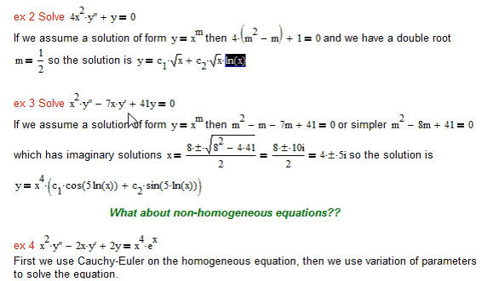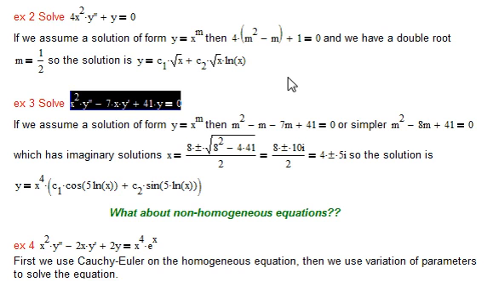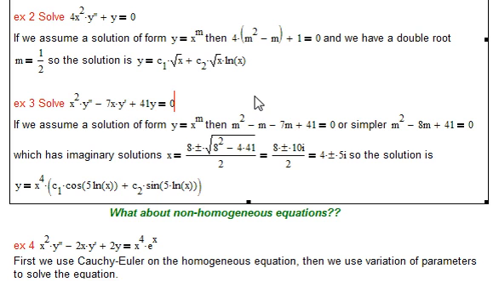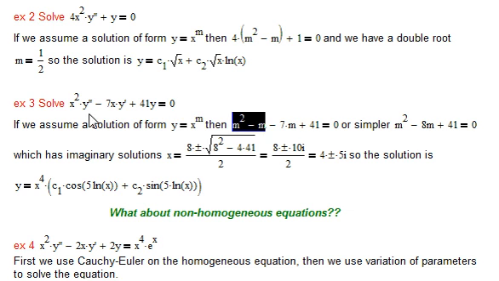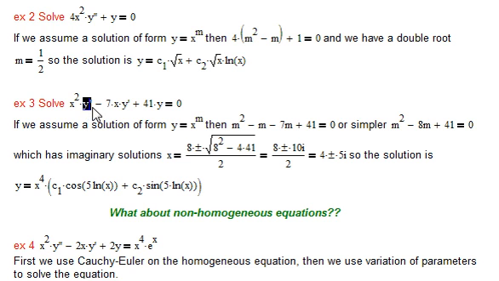Okay, let's look at one that's a little uglier. How about this one? x squared times y double prime minus 7xy prime plus 41y equals 0. If we assume a solution of this form, then m squared minus m, that comes in from this term, minus 7m from this term, plus 41 is equal to 0. Simplifying that, we get m squared minus 8m plus 41 equals 0, which certainly is a quadratic equation.